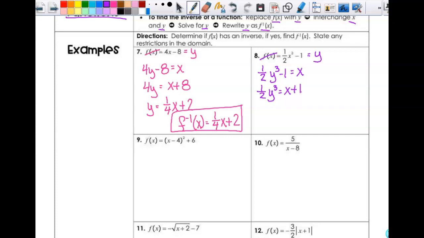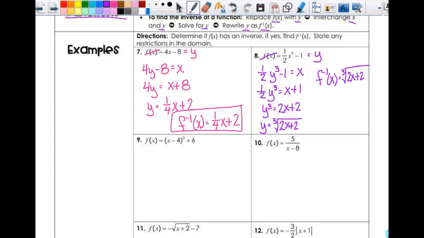Multiply both sides by 2. So I get y cubed equals 2x plus 2, because I've got to multiply them both by 2. Then I'm going to take the cube root. So y is equal to the cube root of 2x plus 2. So then f inverse of x is equal to the cube root of 2x plus 2.